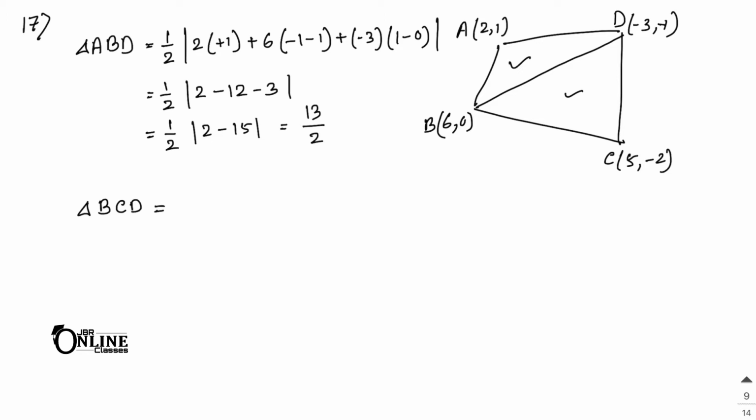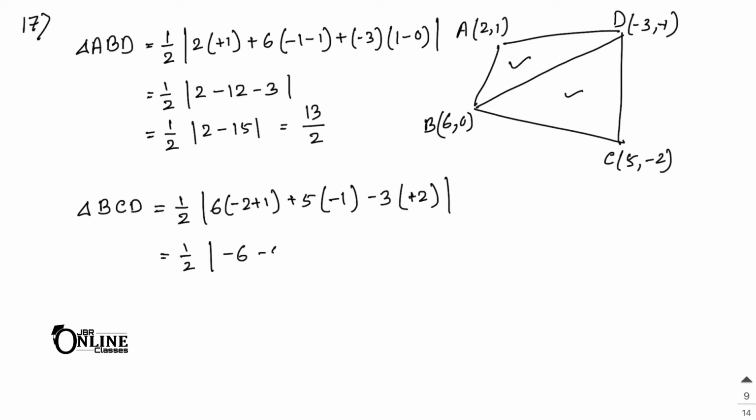Now next for BCD, half, then here x1 means 6, and y2 means minus 2. Minus 2 minus 1, so minus 2 it will be minus 3... then next here x2 is 5, and now y3 means 1, then here y1 is 0, and now next one here minus 3, and as here y1 is 0, so it will be here plus 2. Then it's half, and that one is minus 6 minus 5 and minus 6, so that equals minus 17, that means 17 by 2.